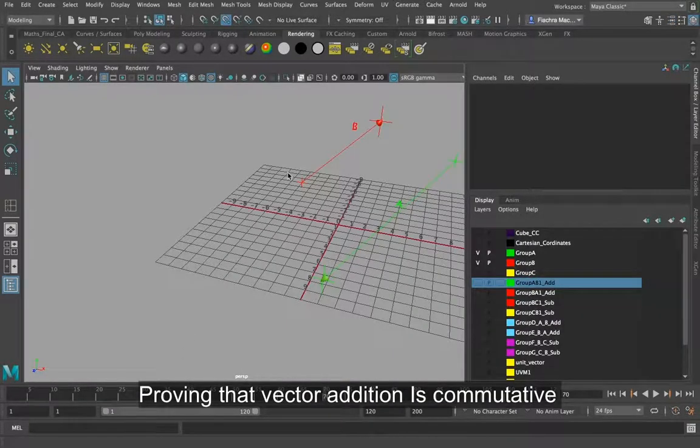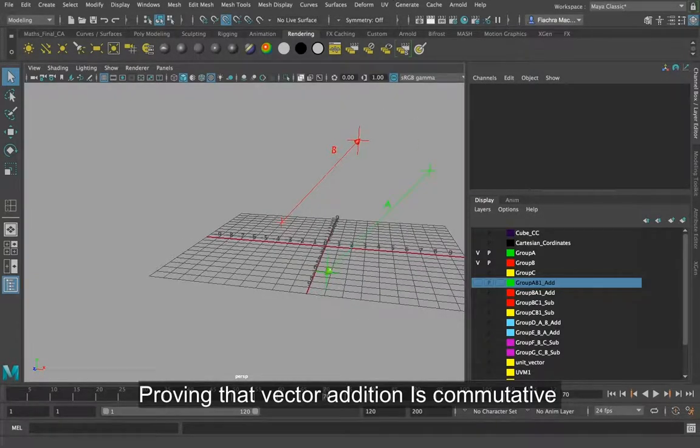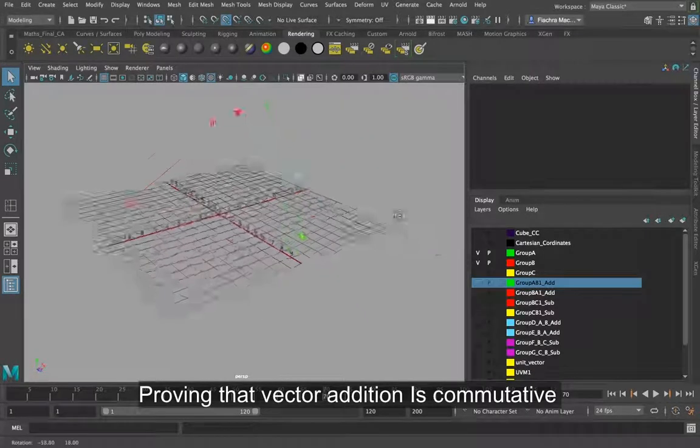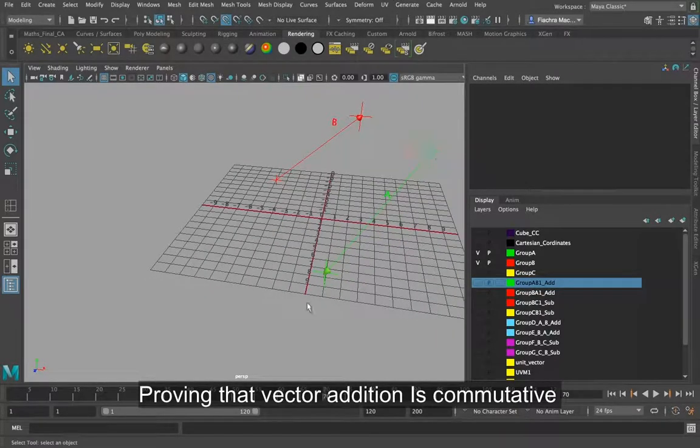Okay, so in this part I'm just going to show you how I've added and subtracted vectors. So we have vector A and vector B, and basically if you walk along here, this is the tail and this is the head. This is the tail and this is the head. As you can see, they have quite different directions, and different magnitudes.